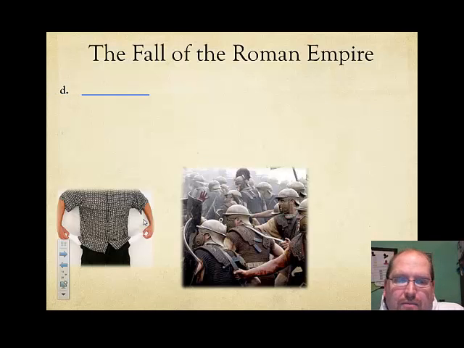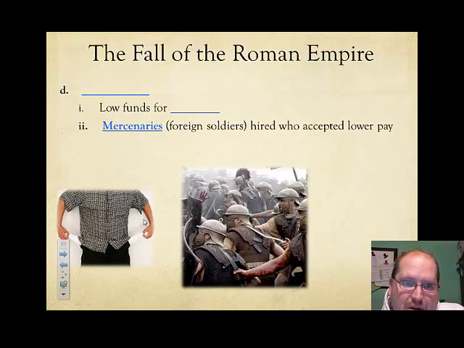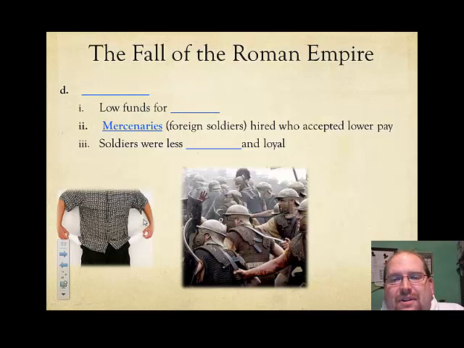And the fourth problem was the military. There were low funds for defense. Mercenaries, or foreign soldiers, were hired and accepted lower pay. Soldiers were less disciplined and loyal. Because these mercenaries came from outside the area, they were paid to fight. They really didn't care about Rome, the empire itself, this whole idea of Rome. They just cared for the money. They were not loyal to anybody except whoever had the money bags. So this obviously caused a lot of problems. They were not very well motivated to be successful other than to keep their own lives. That's a problem.